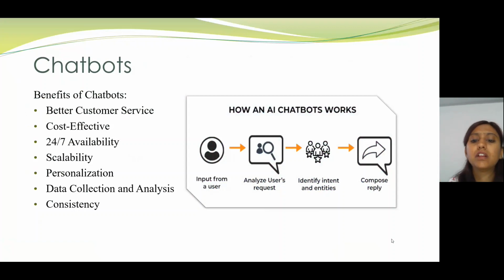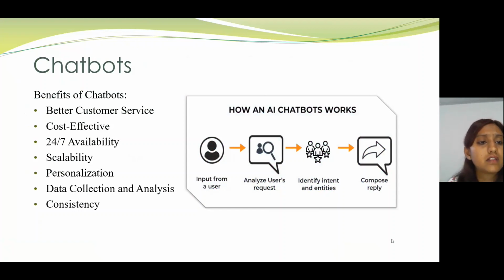And how exactly the chatbot works is that it takes the input from the users and analyzes what the input given by the user is, and then it tries to identify the intent and the entities so that they can be easily understood. Then it composes a reply, in the format of text or in some kind of voice, so that the user can understand it.